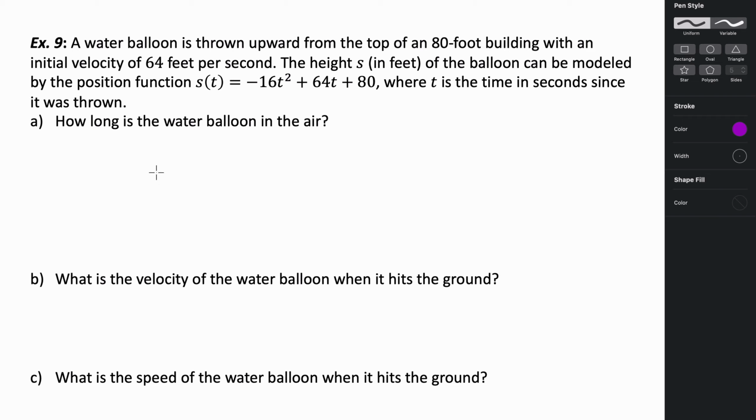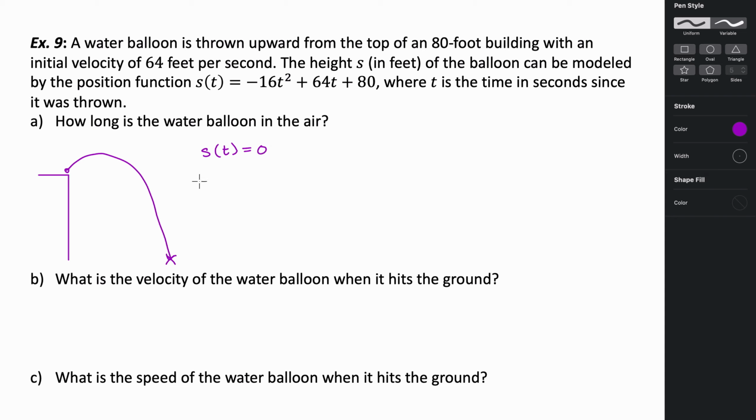If we want to know how long the water balloon is in the air, basically we want to figure out when it hits the ground. That means that its position, or its height, would be 0. We can sketch a little picture here. We have a water balloon being thrown up in the air and coming down something like this. If I want to know how long it's in the air, I want to know right when it's hitting the ground, and that means my position would be 0. So I want s of t to equal 0.